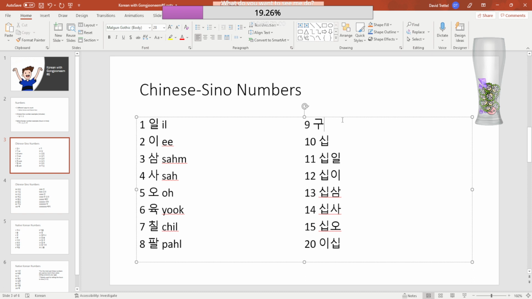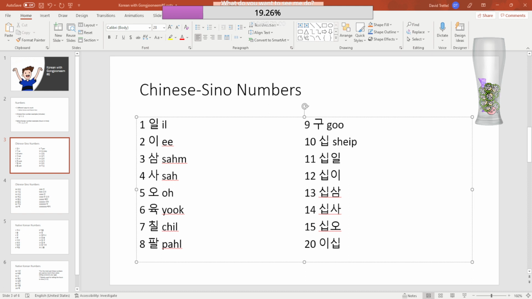So number 9, we've got 구, and then 십, which kind of is like ship, but it's like sheep. So up to here, 구 and 십, 9, 10. 일, 이, 삼, 사, 오, 육, 칠, 팔, 구, 십. 1 through 10 is very easy.